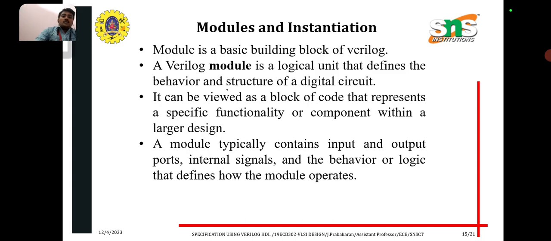Okay, let me show the modules and instantiation. In Verilog, a module is a fundamental organizational unit used for hierarchical design and modularization. It encapsulates a set of functionality or a specific part of a digital design. Modules are the building blocks of a Verilog design, and they help in organizing and managing complex digital systems.